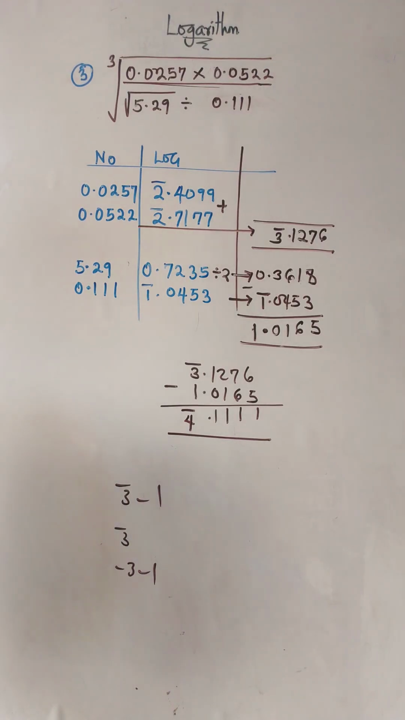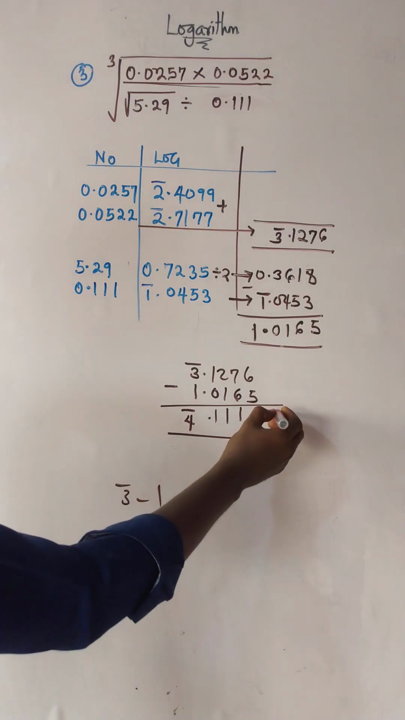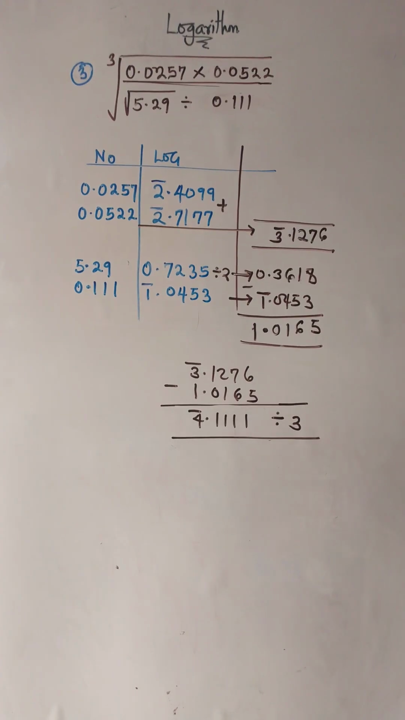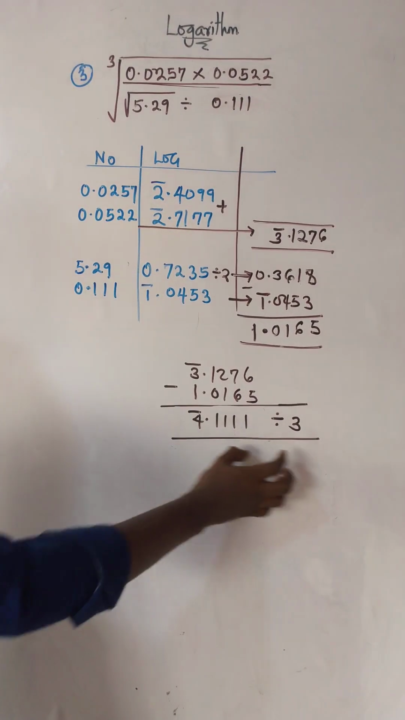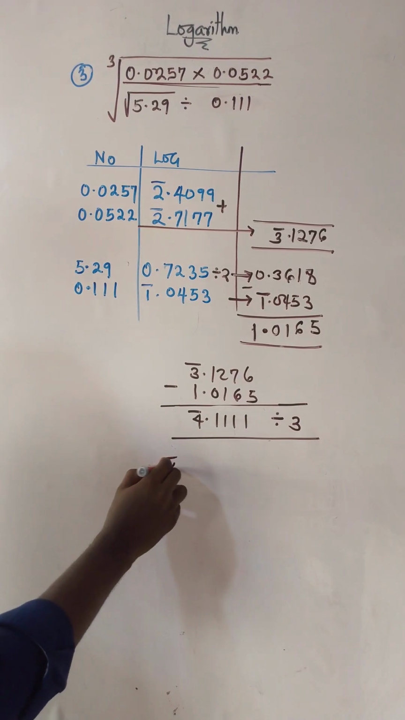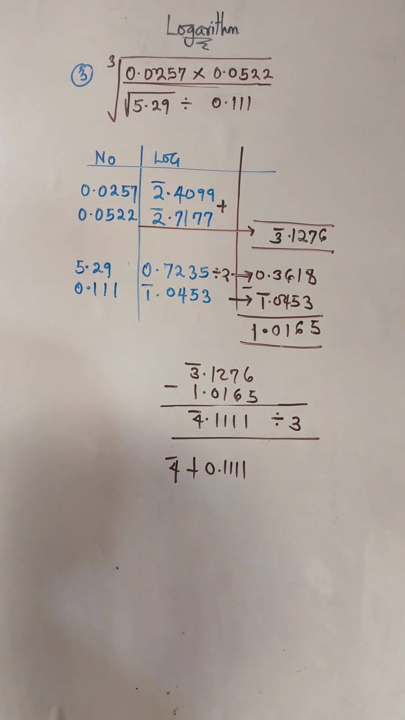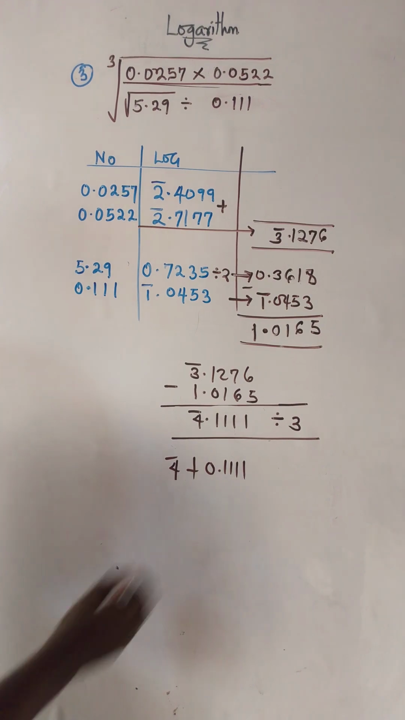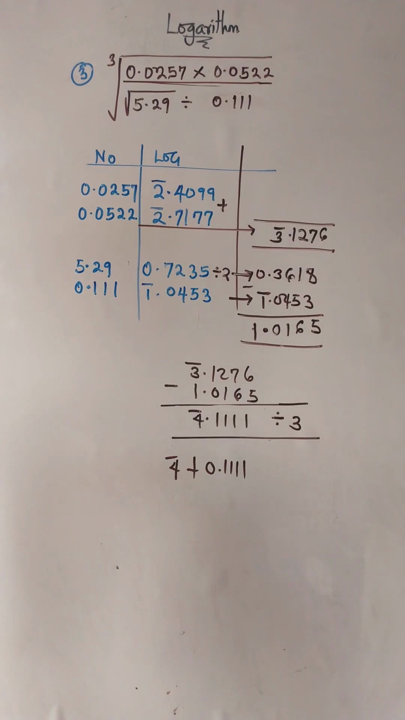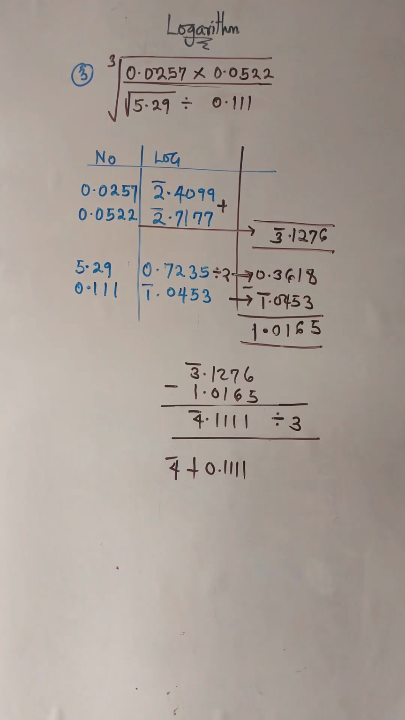But we're not stopping here. Why? Because we have cube roots. Cube roots in this case means we are going to divide our answer by 3. Now this is the biggest problem. How do we divide this? You recall I told you this and this, they are different. So we can separate it as bar 4 plus 0.1111. So we want to divide each by 3.